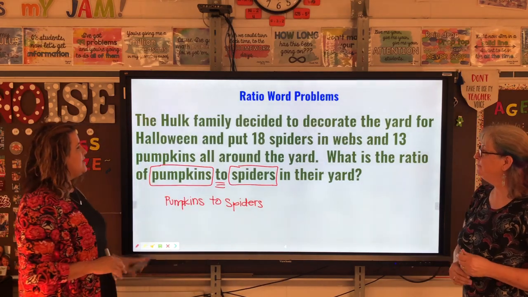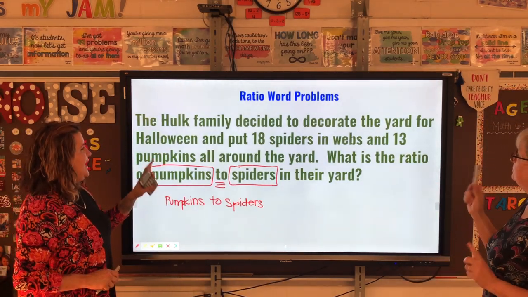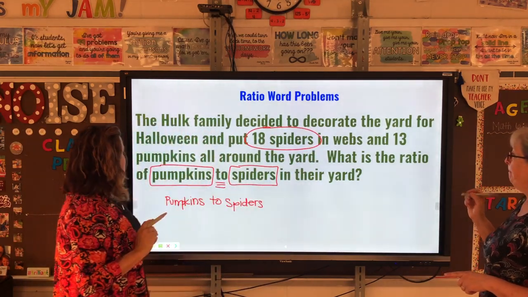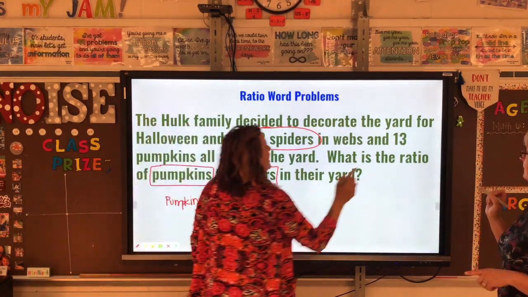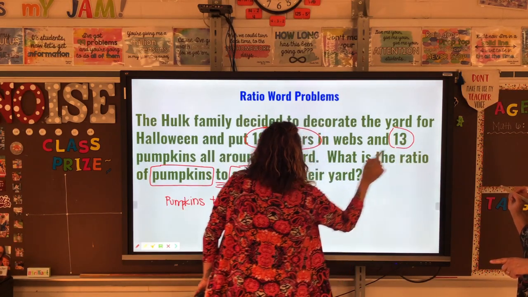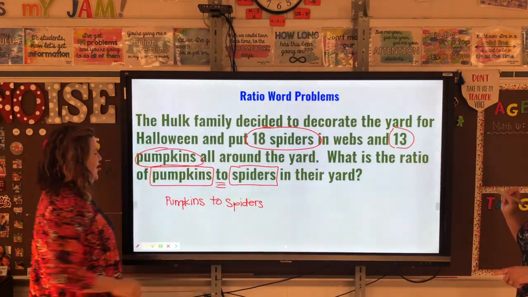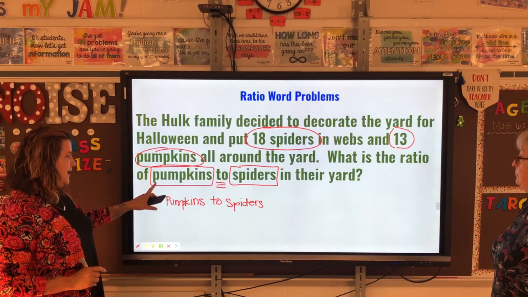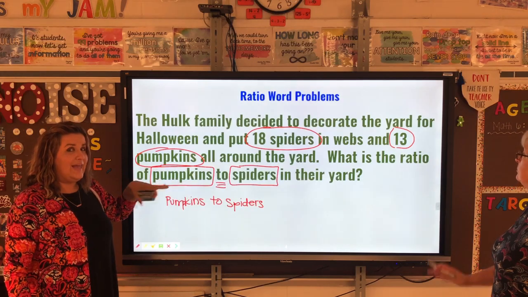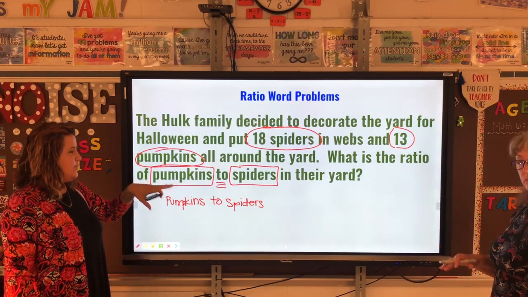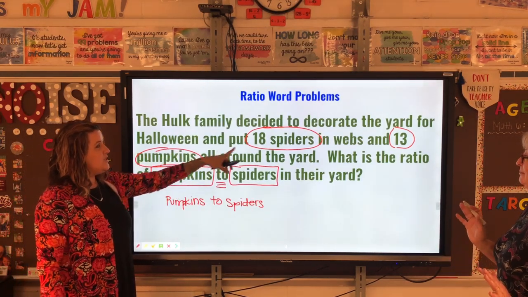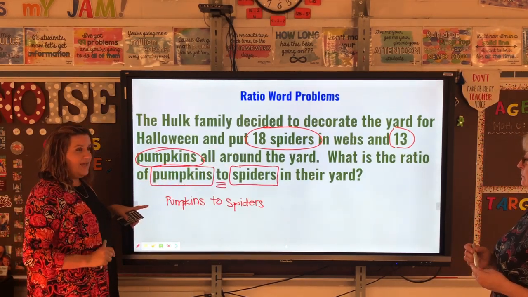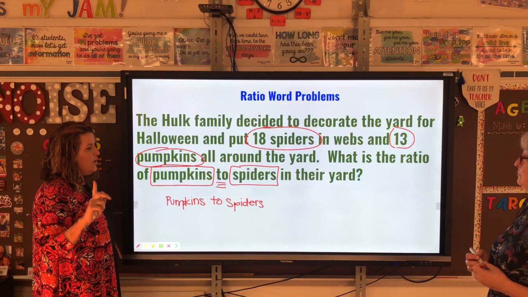So let's go back to the word problem. They have 18 spiders, so I'm going to circle that. That's super important information. And 13 pumpkins. So I want pumpkins to spiders. The last sentence is going to tell me the order to put it in. They gave me originally spiders to pumpkins, but I'm not going to be deterred because I made myself a little key here that lets me know what order I'm supposed to do.